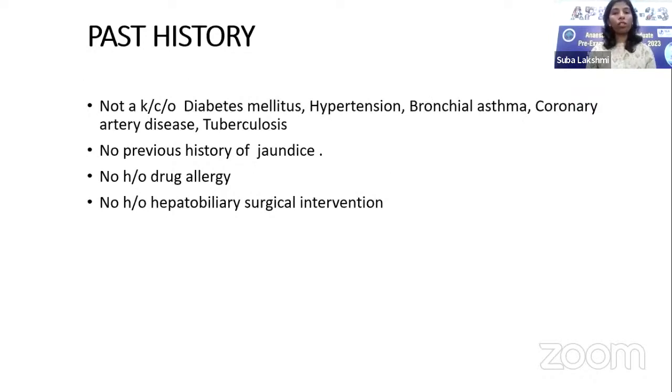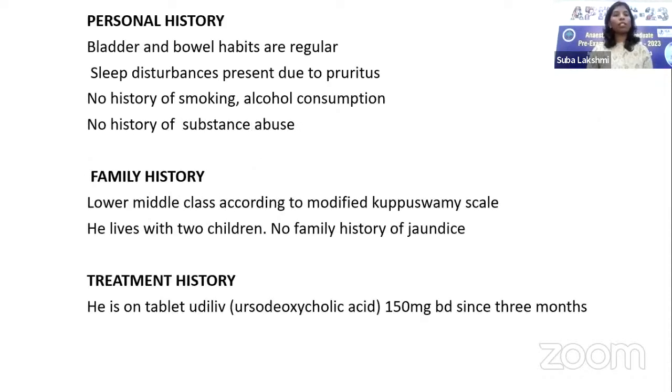Past history. Not a known case of diabetes mellitus, hypertension, bronchial asthma, coronary artery disease, tuberculosis. No previous history of jaundice. No history of drug allergy. No history of hepatobiliary surgical intervention. Personal history. Bladder and bowel habits are regular. Sleep disturbances present due to pruritus. No history of smoking, alcohol consumption. No history of substance abuse.